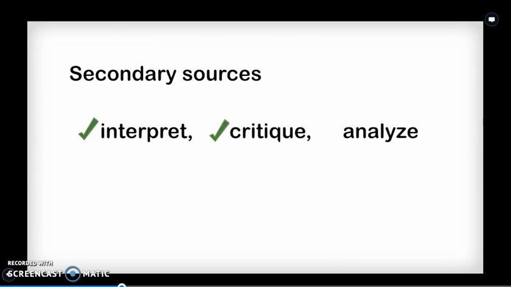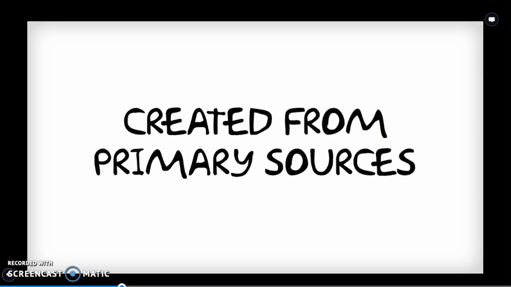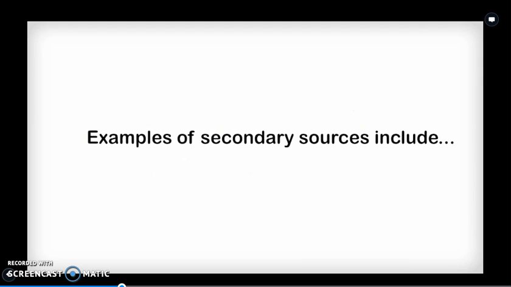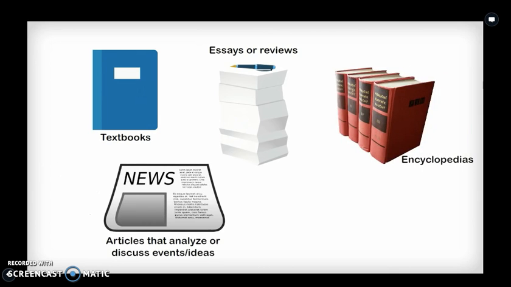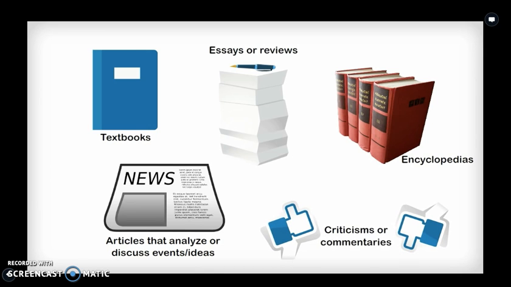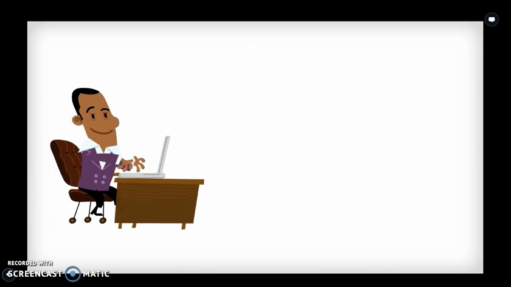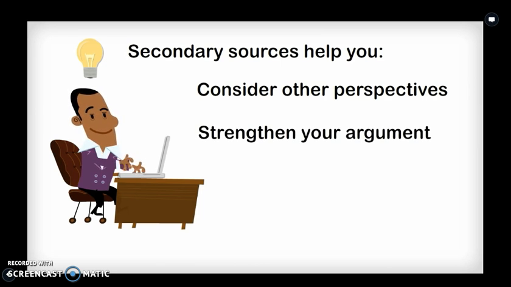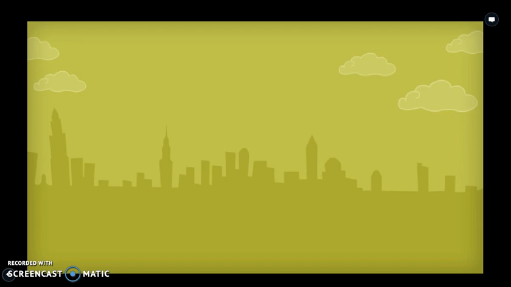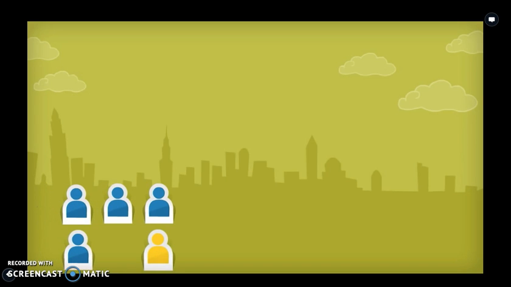Secondary sources interpret, critique, or analyze primary sources. It is information that is created or published from primary sources. Examples of secondary sources include things like textbooks, essays or reviews, encyclopedias, newspaper articles that analyze or discuss events and ideas, and criticisms and commentaries. It's a good idea to use secondary sources in research papers because you can learn about new perspectives that you may not have even considered, and they can also strengthen your own argument in the assignment. For example, if you're writing a history paper about how the diversity of a city shifted during a certain time period, you could use data from the U.S.